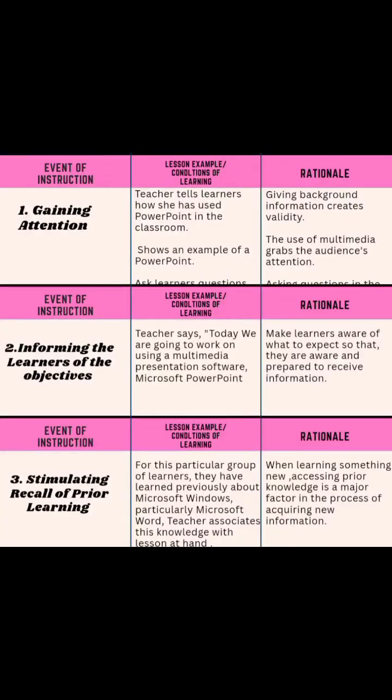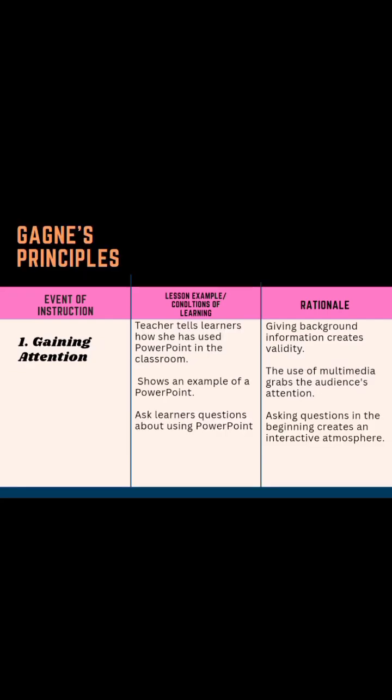These three slides illustrate the first three events of Gagne's nine events of instruction, a widely used instructional design model developed by educational psychologist Robert Gagne. Each event is designed to support how people learn best. Gaining attention. The teacher tells learners how to use PowerPoint in the classroom. Giving background information creates validity. Choose an example of PowerPoint. The use of multimedia grabs the audience's attention.